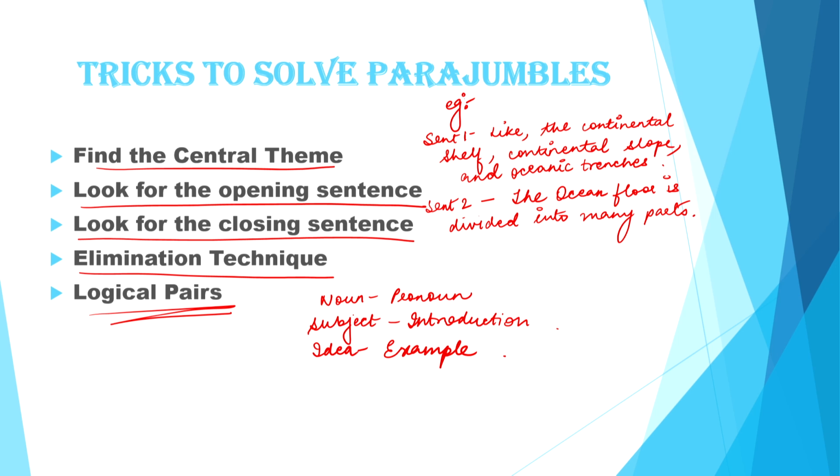So, now let us discuss. In the above example, sentence 1 contains examples and sentence 2 introduces an idea. Hence, sentence 2 comes before sentence 1. So, the correct sequence will be 2-1. Fine. Is it clear?